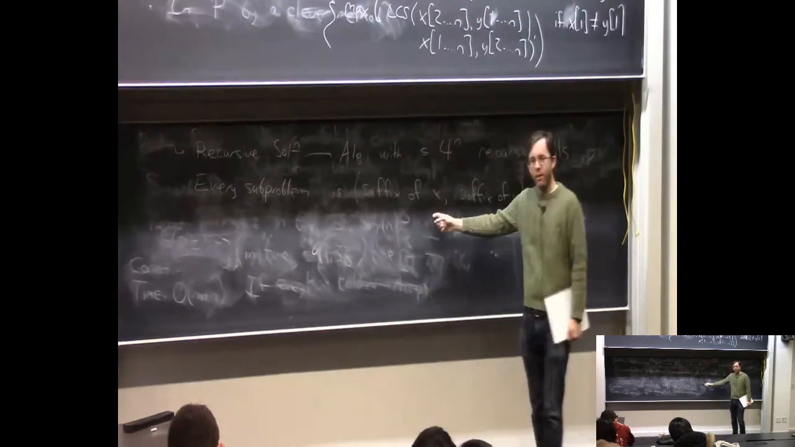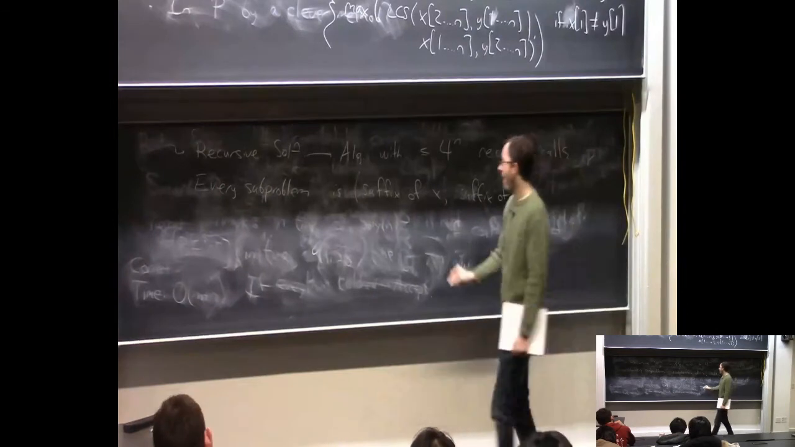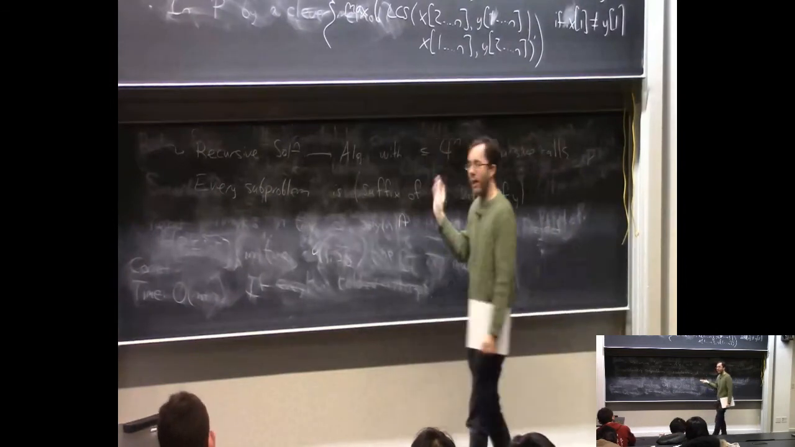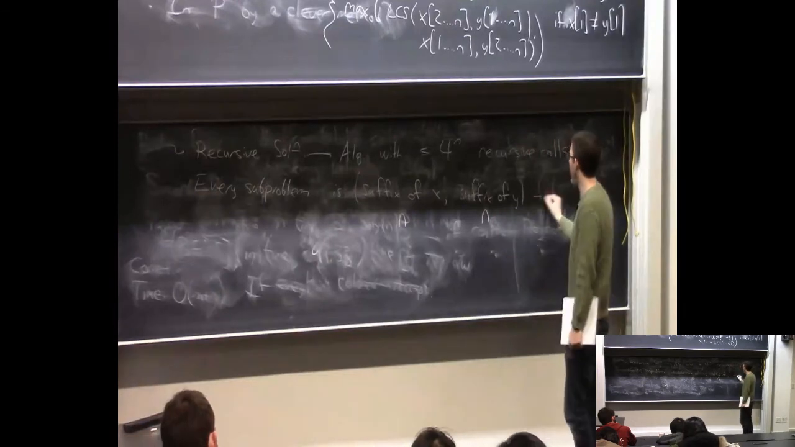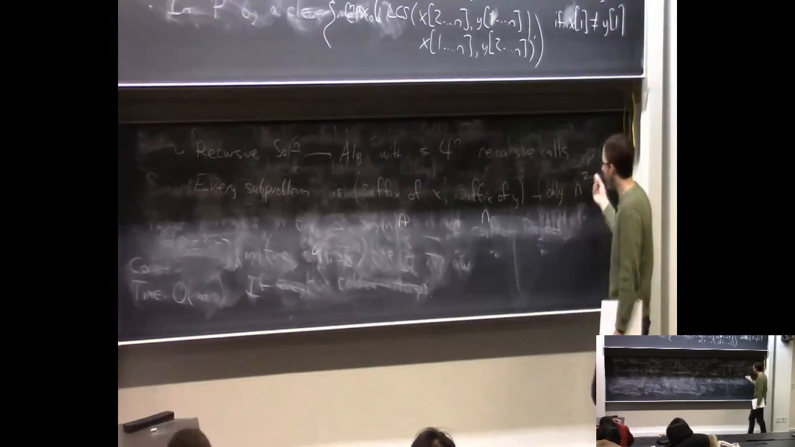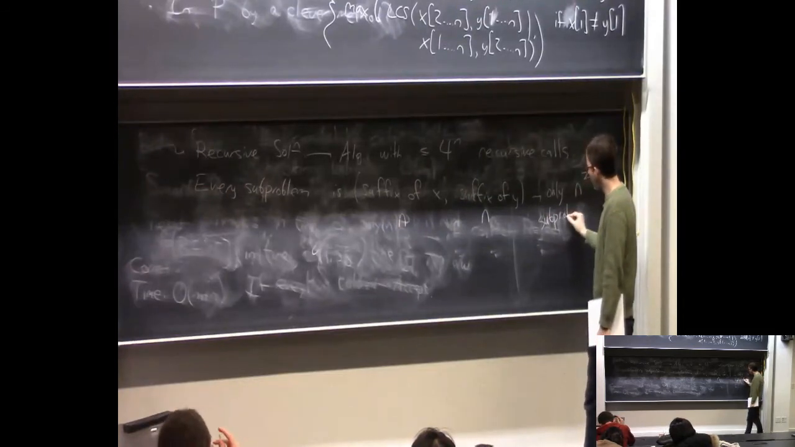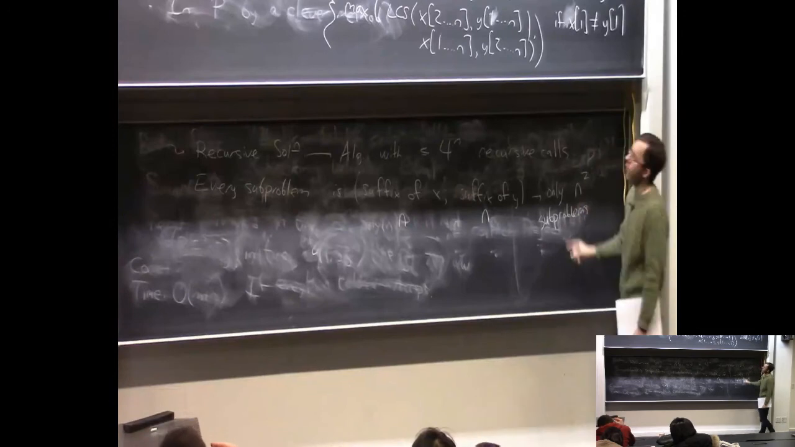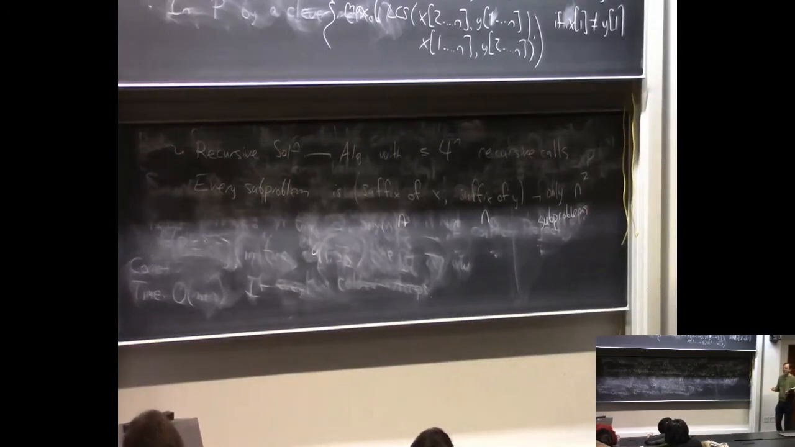How many suffixes of x are there? N. Or maybe n plus 1, depending on how you count. But let's say n. And there's n suffixes of y. So there's only n squared different subproblems to solve. So if you just naively implement this algorithm, it could make basically 4 to the n recursive calls.